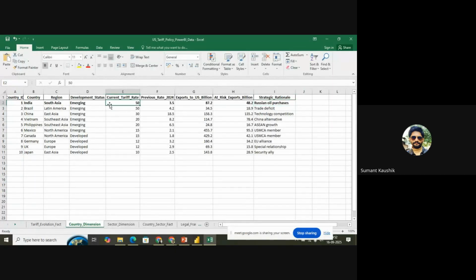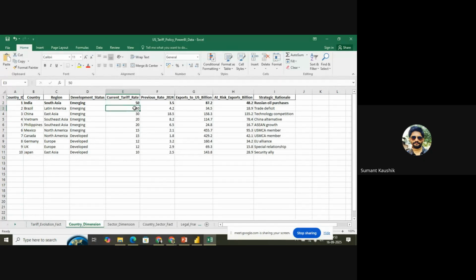So the current tariff rate is 50%. The previous rate was 3.5%. The amount of exports to the US was 87 billion, and out of this 87 billion, 48 billion in exports are at risk. That is 55% of this 87 billion. So I think you can estimate how much exports have been affected by this tariff rate rising from 3.5% to 50%. It is almost 15 times. So the US has imposed a tariff 15 times more than what it was in 2024.